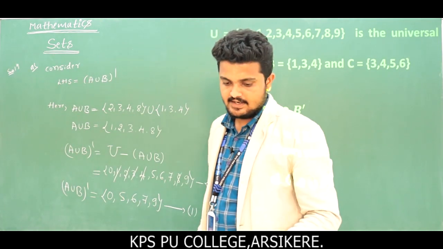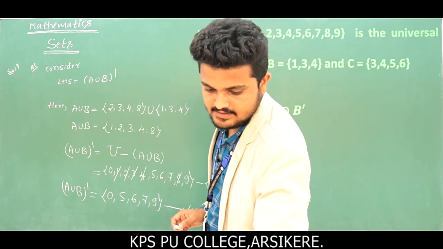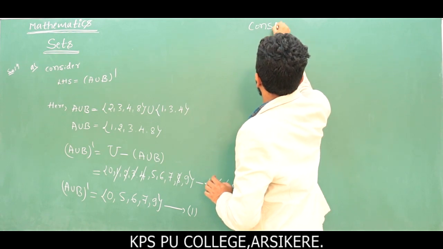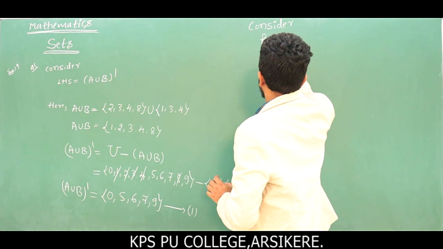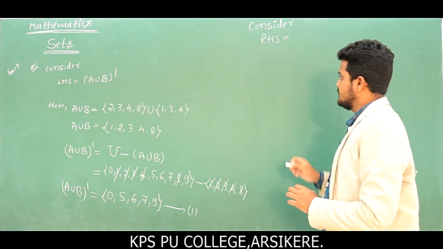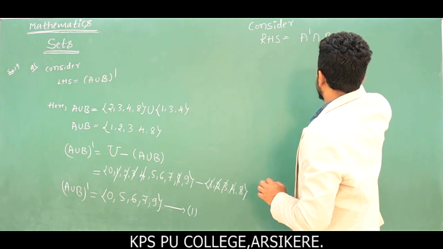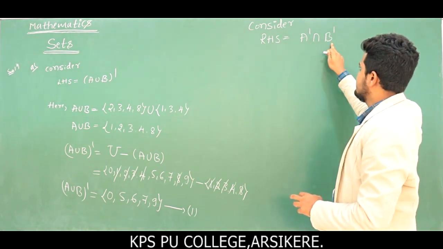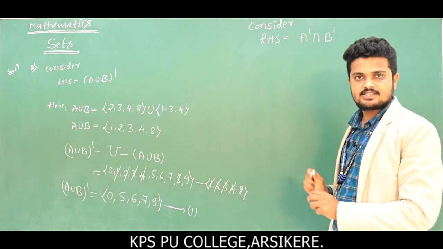Next we have to find the RHS. Consider RHS. You already know that RHS is A dash intersection B dash. So first we have to find the A dash value as well as the B dash value.